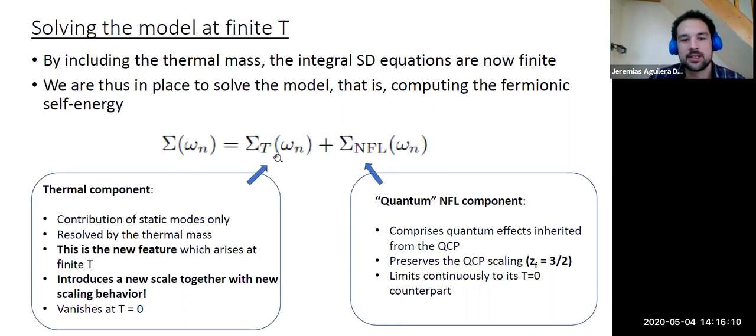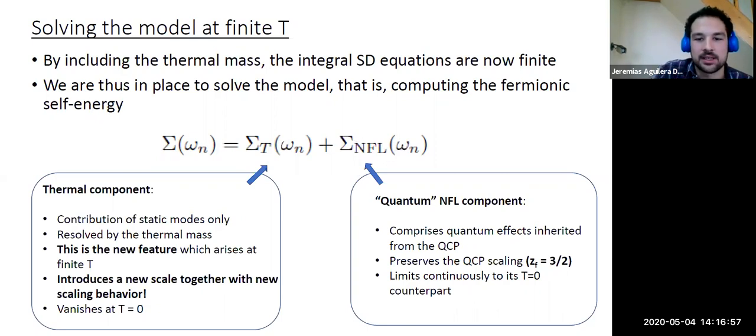And as we will see, they introduce a new scale, which essentially determines the regime at which this component wins over this. So there will be a scale which determines at which point this contribution will be dominant. And this is the new scale that will break our naive intuition of the quantum critical region. There's the other piece, which is what we call the quantum, if you want, non-Fermi liquid component, and it's more familiar for us because it keeps the information of the quantum critical point. It will preserve the same scaling dictated by the quantum critical point, and of course it will limit continuously to the critical point self-energy. And we will see it now.